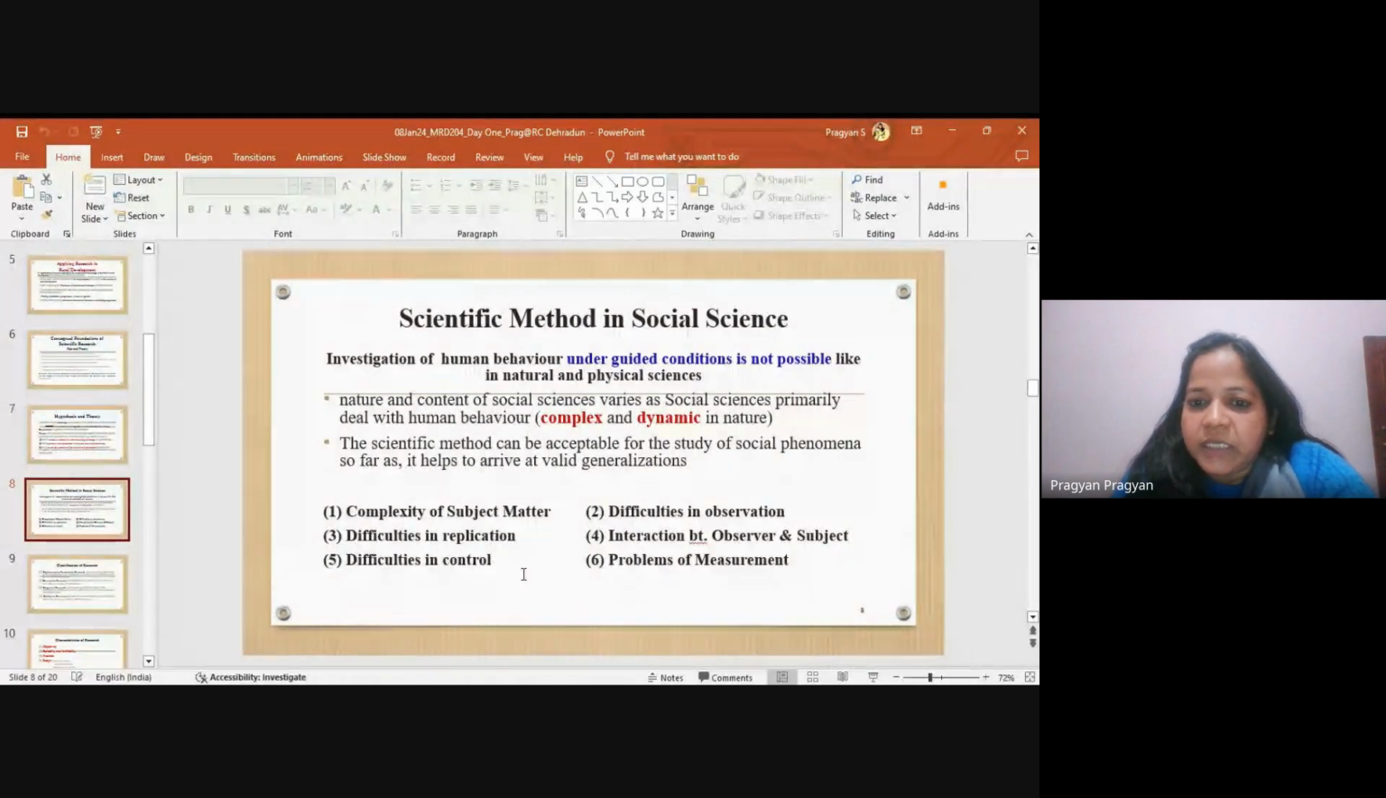Fourth is the interaction between observer and subject. Actually, it is also going to be very complicated, because the observer is thinking that he or she is investigating, but the subject is also aware of the fact that this observer is basically investigating me.